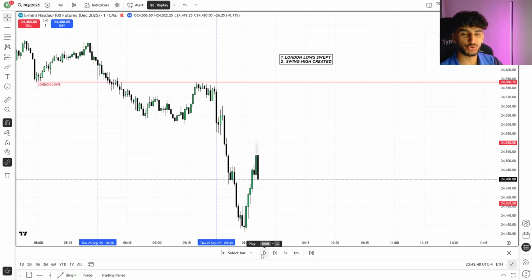Now dropping down to the 1 minute time frame, we see more clearly that price actually swept London lows at around 8:35 a.m., again in that pre-market open New York time. Now we also drop down more and more when market opens at 9:30.